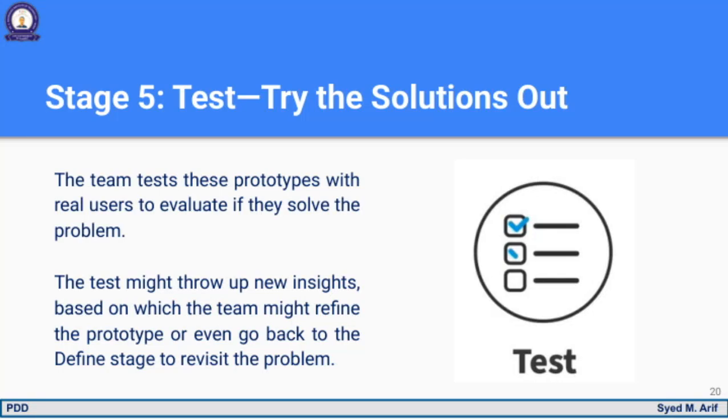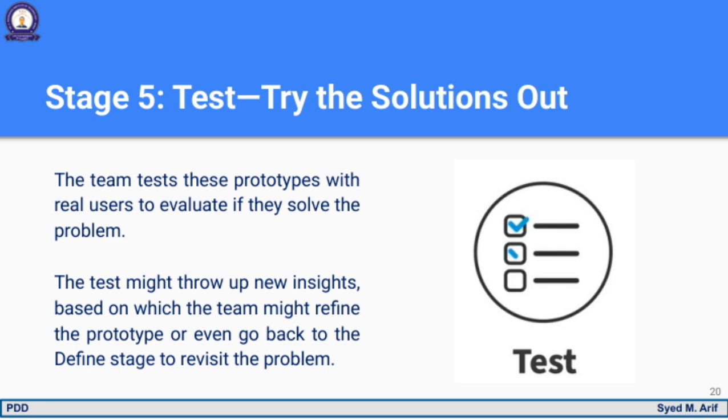Now, at this stage, the team tests these prototypes with real users to see if they actually solve the problem we identified earlier. This is a crucial step because it helps us gather real-world feedback. When users interact with the prototypes, we observe how well they address the needs and challenges we've been focusing on. It's important to remember that these tests often reveal new insights, things we might not have considered before. Based on what we learn, we might decide to refine or improve the prototypes further.